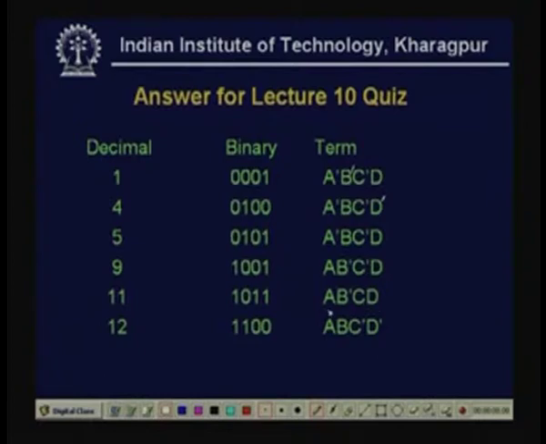For 11, that min term, the binary values are 1 0 1 1. So, the 3 variables A, C, D are uncomplemented, and as only B is 0, it will be B dash in the min term. Similarly, 12 will be 1100, meaning A, B, C dash, D dash. So, these are the terms. That means in the expression the sum of these min terms will be there.